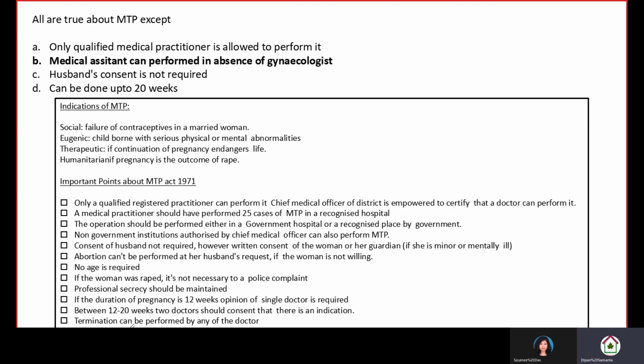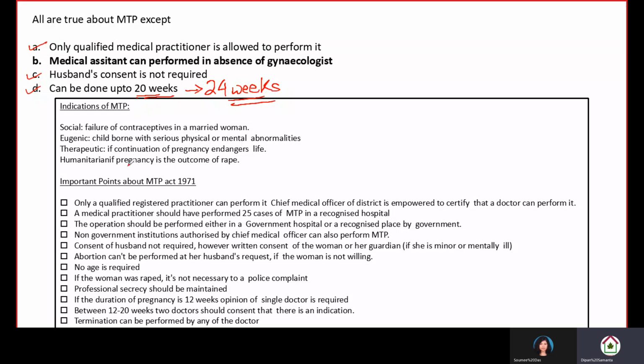So the answer is: all are true except that a medical assistant can perform in absence of a gynecologist. Husband's consent is not required, that is true. Only a qualified medical practitioner is allowed to perform it, that is also true, and a very important point for doctors. Not every doctor can do it. It can be done up to 20 weeks. Now one bill has been passed, not yet confirmed. The second stage of the bill has been passed. Up to these 20 weeks will be extended to 24 weeks.